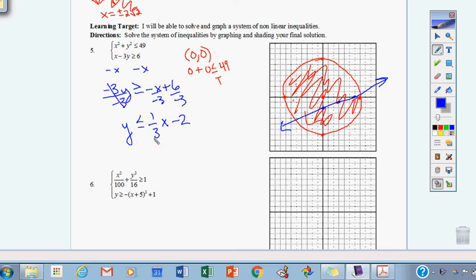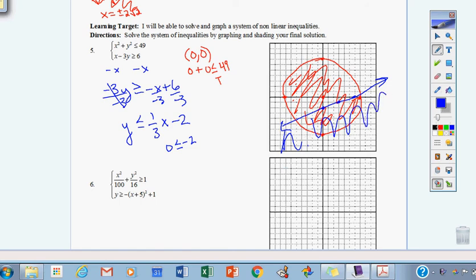But just to show you again, if I test 0, 0, that'd be a 0 here. This would cancel. I get 0 less than or equal to negative 2. That's not true. That's a false statement. So this point right here is false. That means I shade the other side of the line. So I shade below the line.